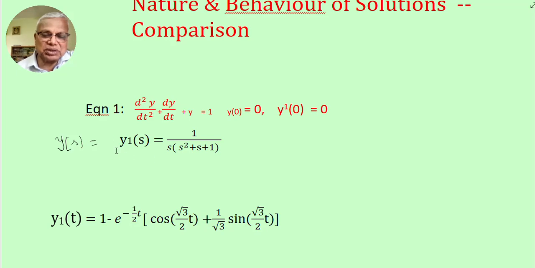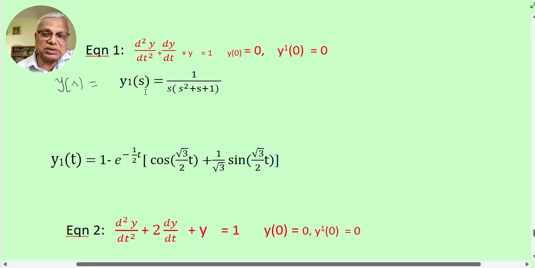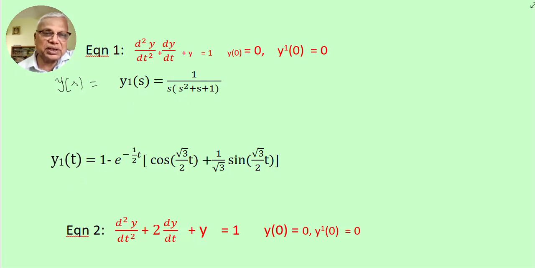For the sake of clarity, because I am going to compare three differential equations, I have taken it as Y1, and later I will be taking the second equation as Y2(s) and so on. So this is actually Y(s) only. When you take the Laplace transform of this, we got Y(s) as this in the previous part. So for clarity, in this lecture, I have included a subscript 1. I'll call it Y1(s), and the inverse Laplace of this, we got this as the solution.